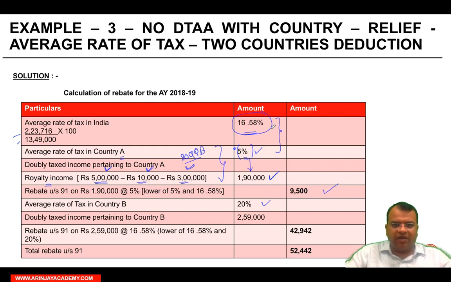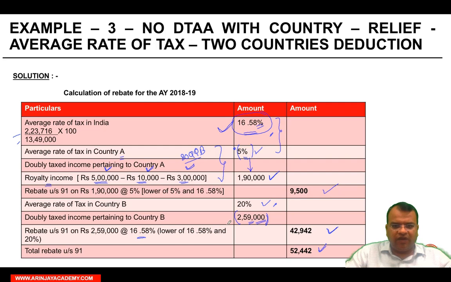Similarly, if I compare the tax rate which India has with country B, the lower one is the rate in India, 16.58%. So I will get a rebate of 16.58% of what? Of the income which has been taxed twice. The doubly taxed income is 2,59,000 here. So I will get a rebate of 16.58% of 259, which is 42,942. 16.58% of 259, and the total comes to 52,442.